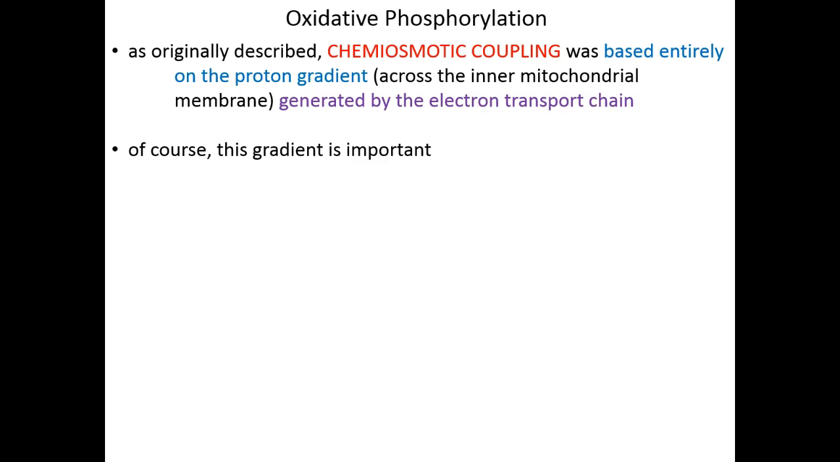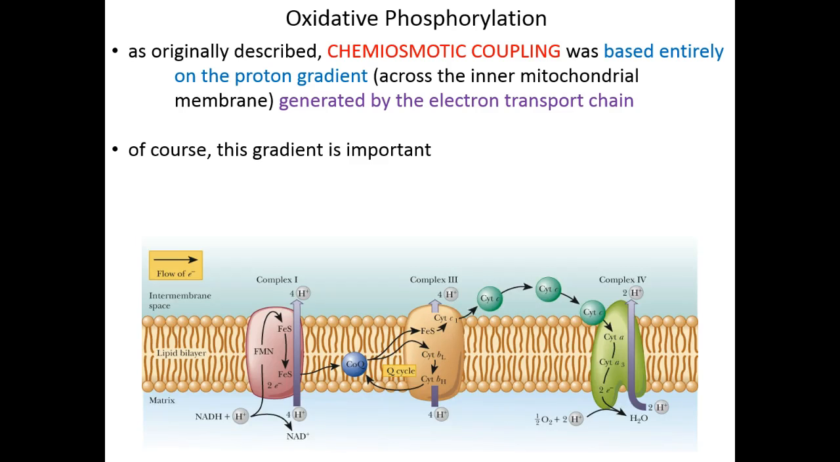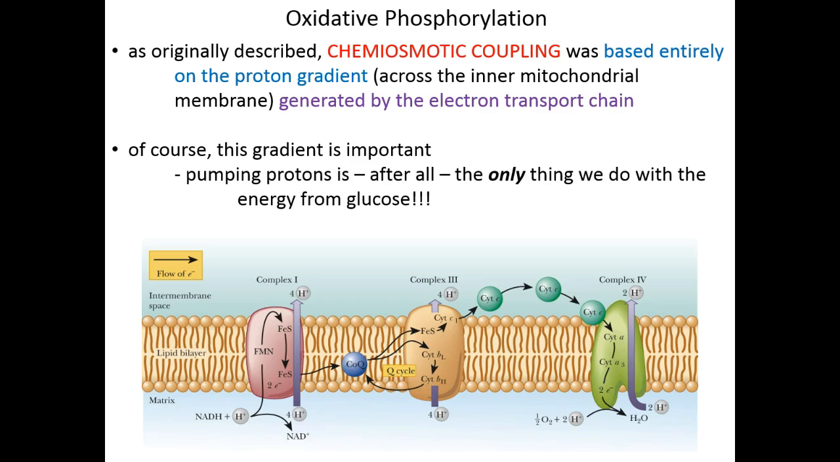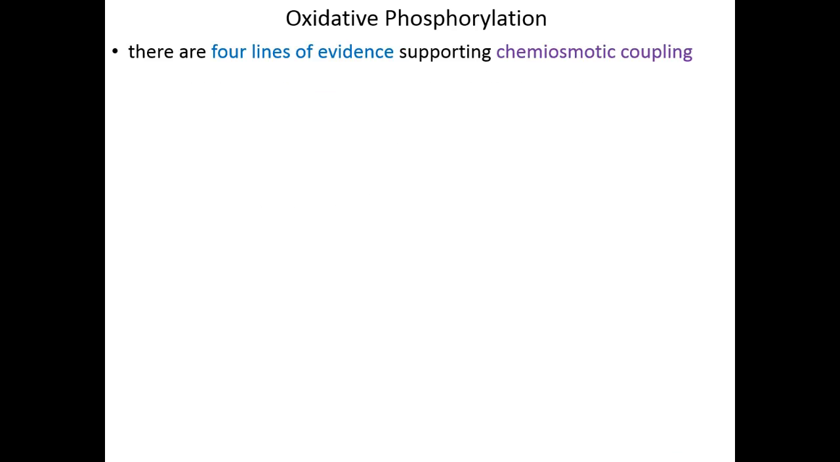Now, that's somewhat true. There's no doubt that the proton gradient is important. Look at all the trouble we went through to create it. Everything done in the electron transport chain was devised around releasing small packets of negative delta G energy solely for the purpose of pumping protons. So the gradient is important. Pumping protons is what we did with the energy from glucose. Additionally, there are 4 more specific lines of evidence that support chemiosmotic coupling. Again, by chemiosmotic coupling, we just mean that the proton gradient makes ATP.